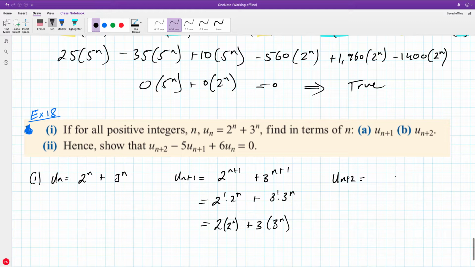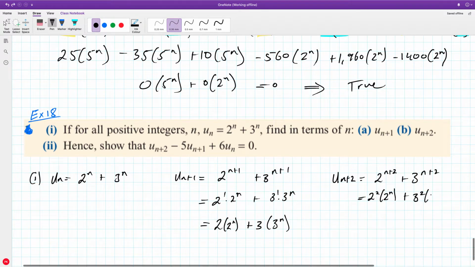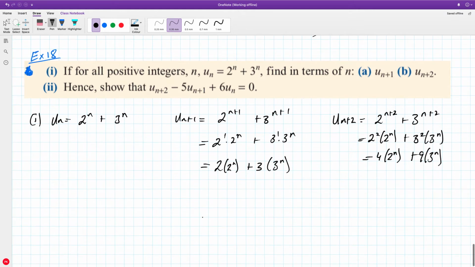Un plus 2 is 2 to the power of n plus 2 plus 3 to the power of n plus 2. 2 to the power of 2 by 2 to the power of n plus 3 to the power of 2 by 3 to the power of n. 4 times 2 to the power of n plus 9 times 3 to the power of n. That's a good start there.